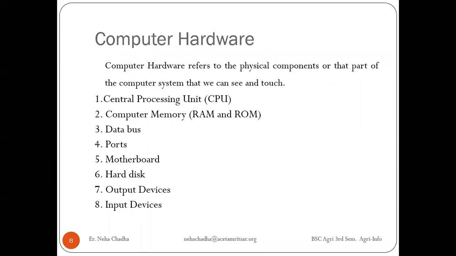Hardware means computer hardware refers to the physical components or the parts of that computer system that we can see and touch. There are a few examples. One is called the CPU, then RAM and ROM, which is in the form of chips, then data buses. Data buses means the wires. Whatsoever wires are there in the CPU are called the data bus in your technical term. Otherwise, in simple language, we say these are all the wires.